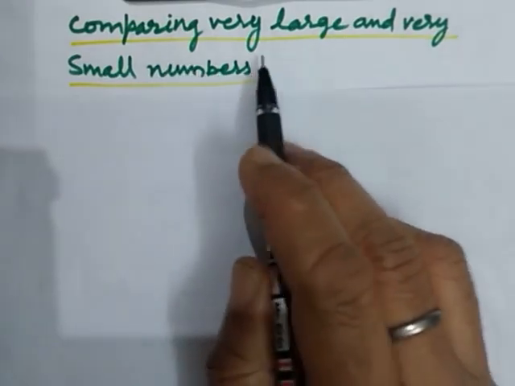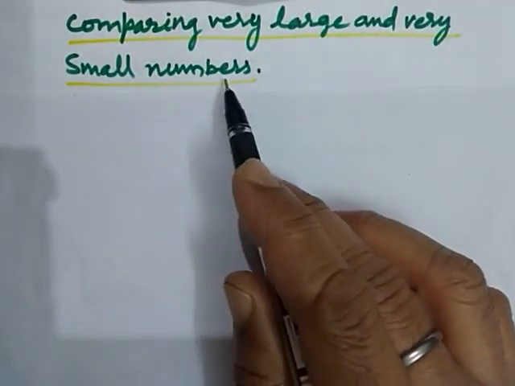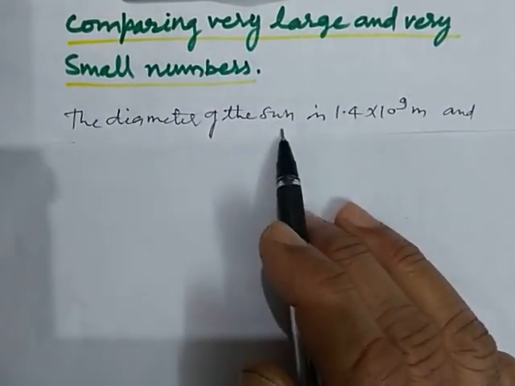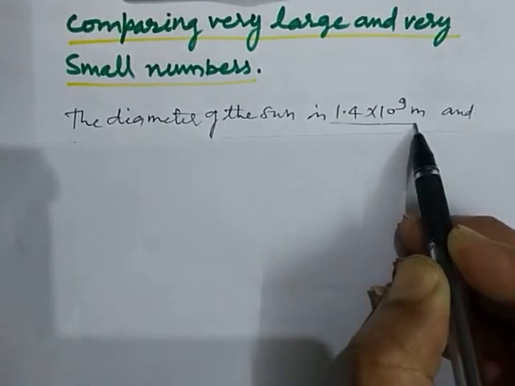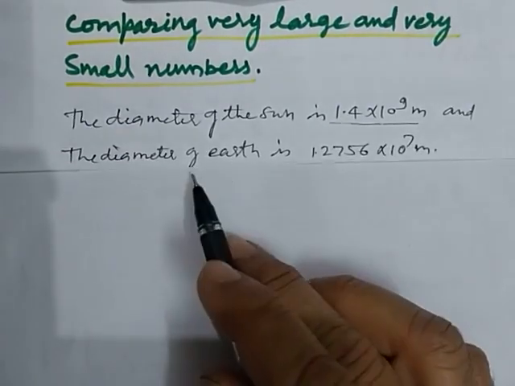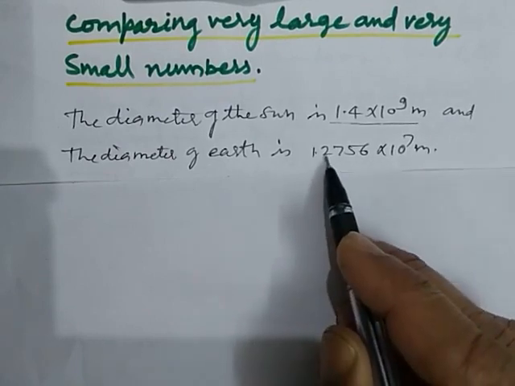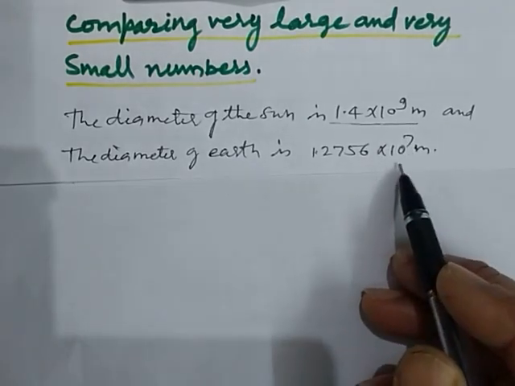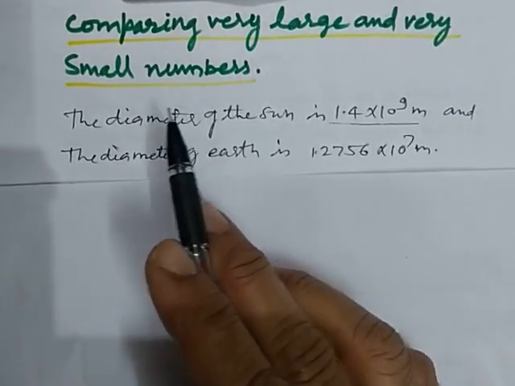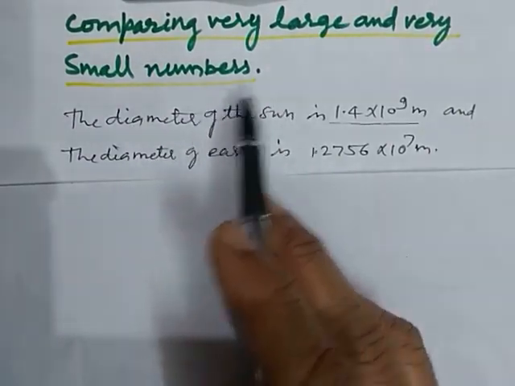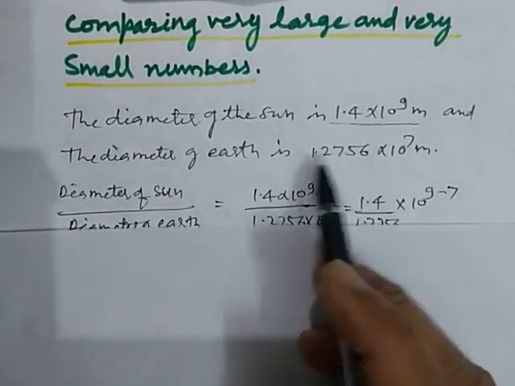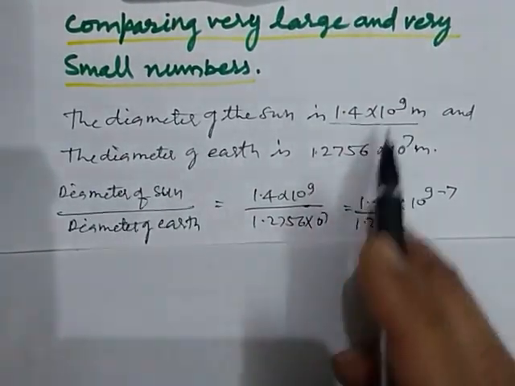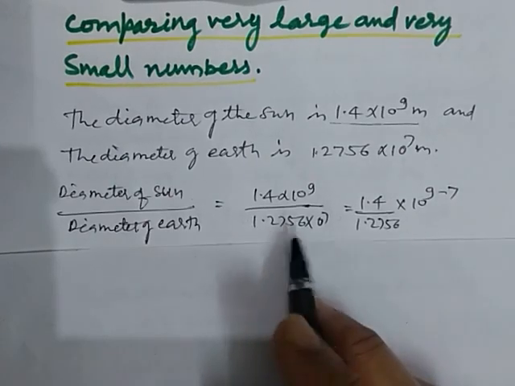Now comparing very large and very small numbers. This is very important. Here the diameter of the sun is 1.4 into 10 raised to the power 9 meter, and the diameter of the earth is 1.2756 into 10 raised to the power 7 meter. These are such big quantities, but we have to find the ratio of the two quantities. So we take the ratio of the diameter of the sun to the diameter of the earth by dividing both of these.